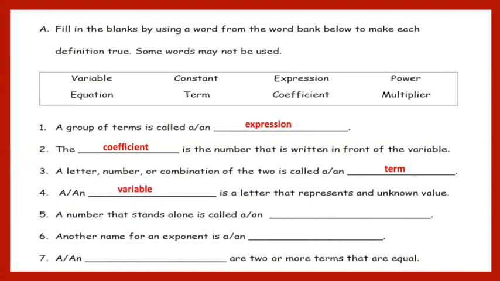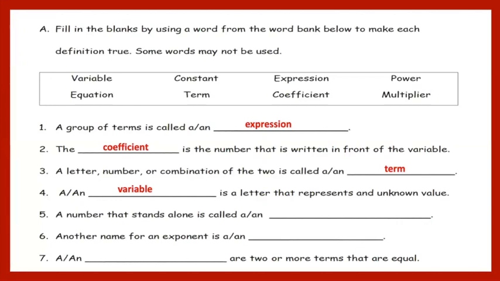If you say a variable, you are correct. A variable is a letter that represents the unknown value. Good. Well, let's keep on going to number five. Number five said a number that stands alone is called a blank. What is the number that we say stands alone?